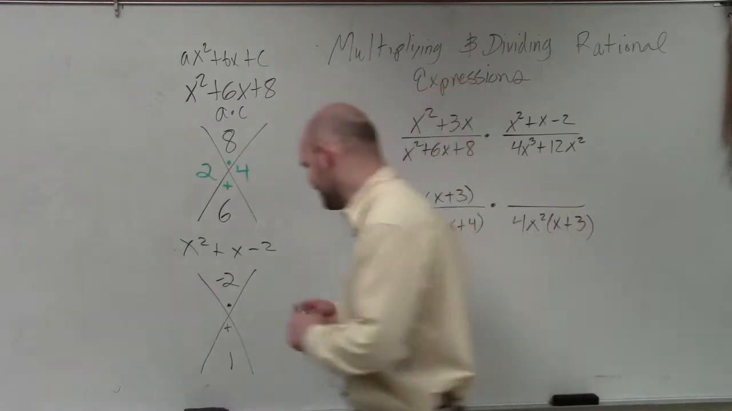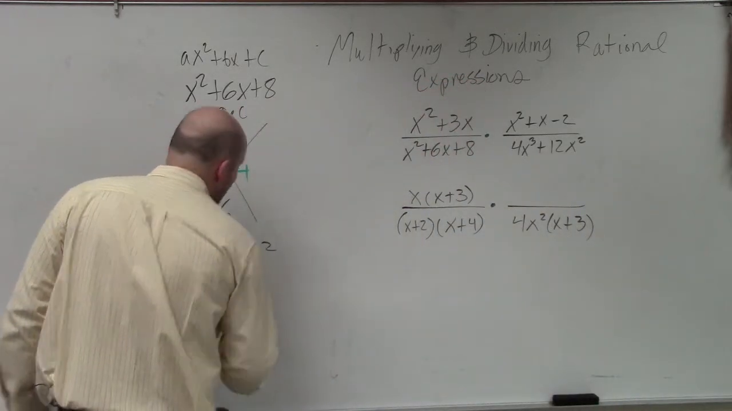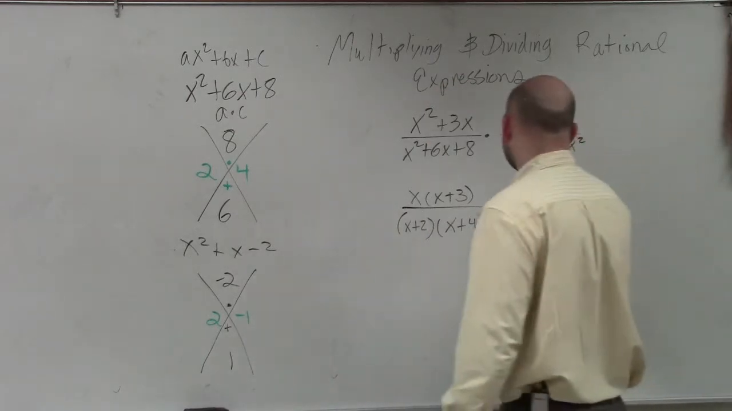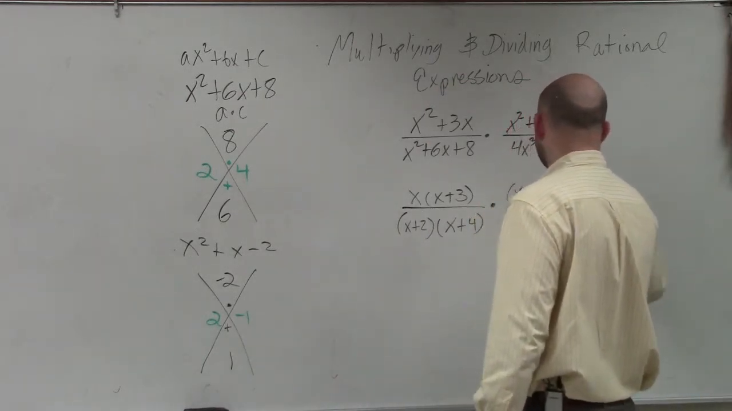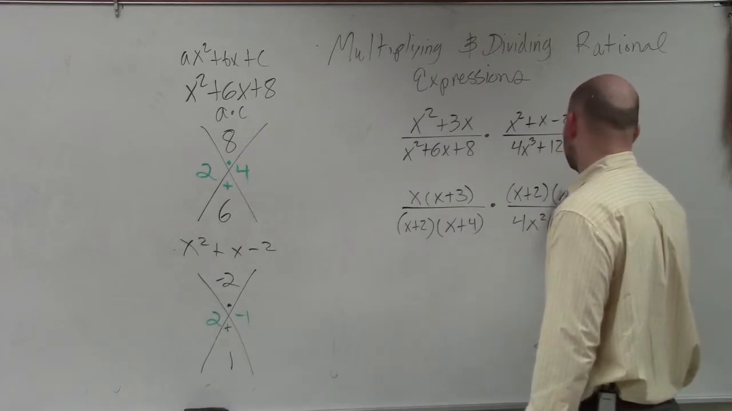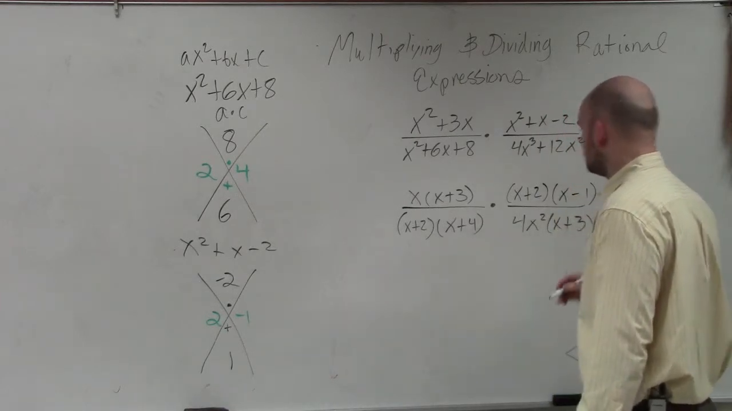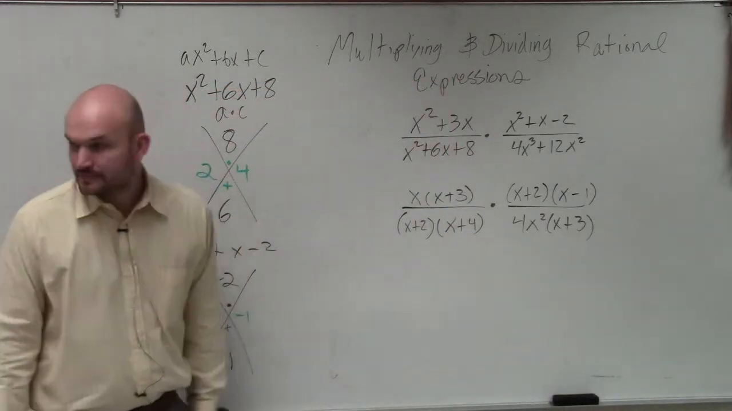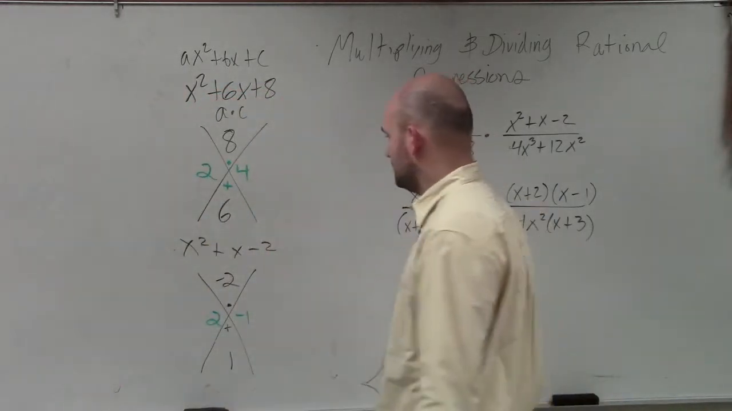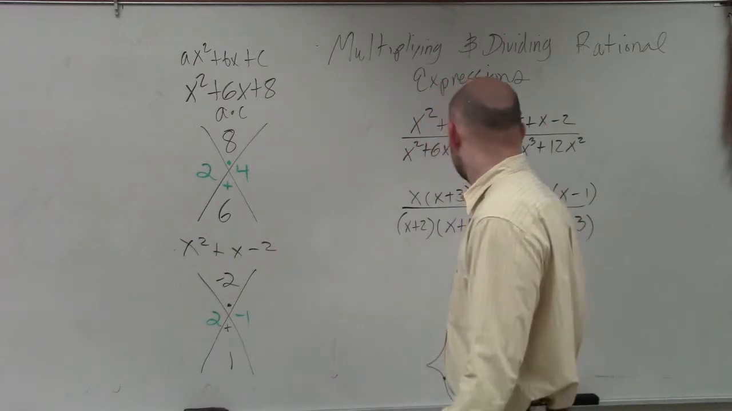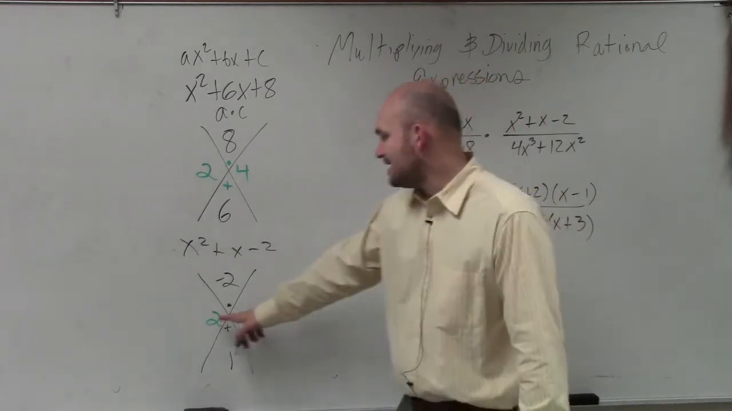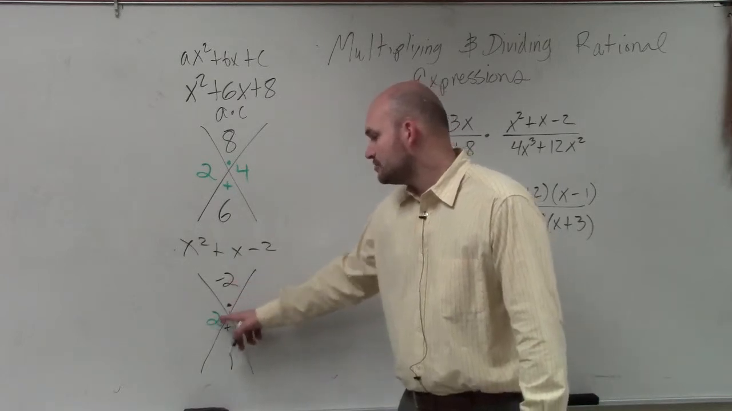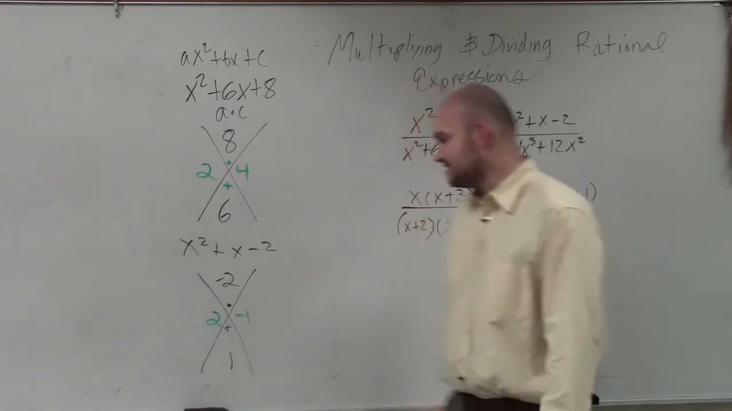Let me finish the problem here in just a second. You have 2 and negative 1. So now I write x plus 2 and x minus 1. Does everybody see where I've come with this? It's supposed to be positive 2 and negative 1, because 2 times negative 1 gives you negative 2, and 2 plus negative 1 gives you positive 1.